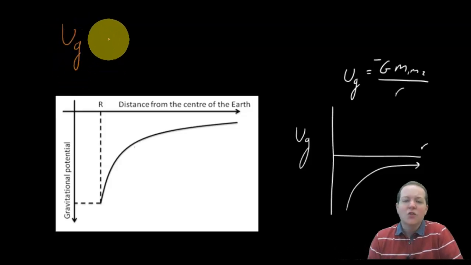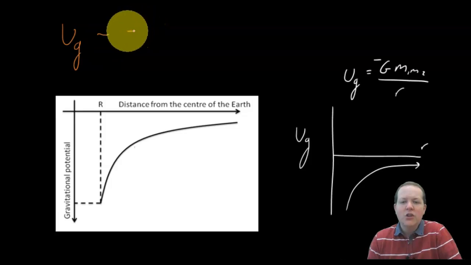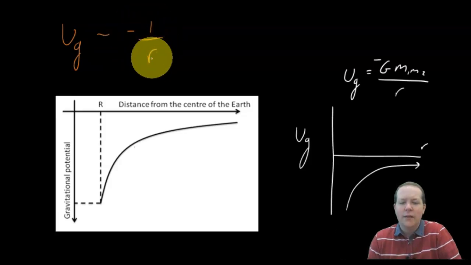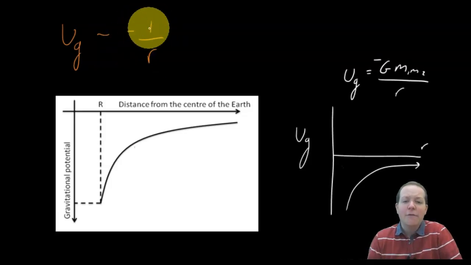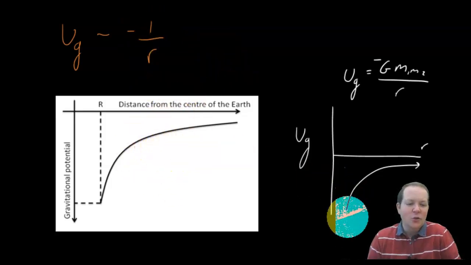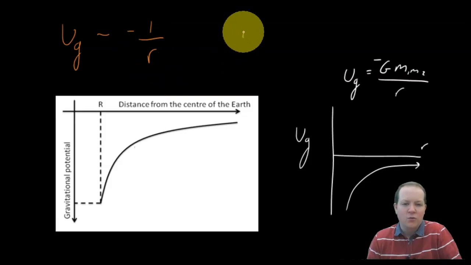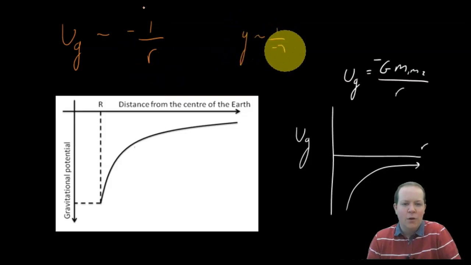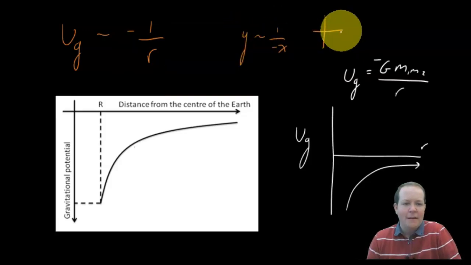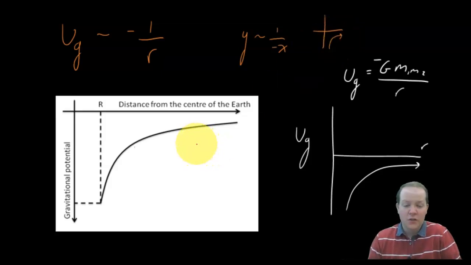Okay, if we have a certain given object, and of course G is a constant, we have this relationship that the gravitational potential energy is related to negative 1 over R. That's this shape right here. My head is in the way, but I have this graph curving like this. That's a representation of negative 1 over X. Y is related to negative 1 over X. Gives you a graph that looks kind of like this. You might see this graph on the College Board exam.